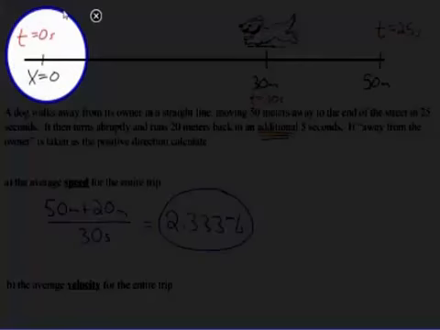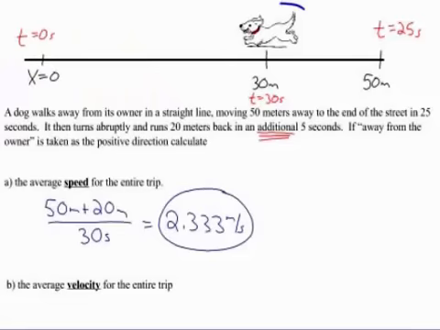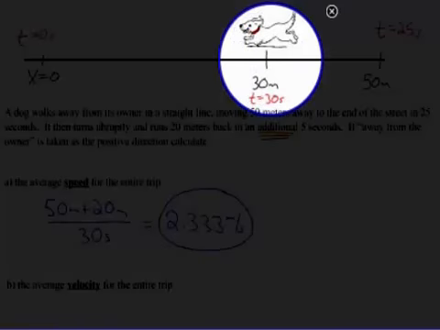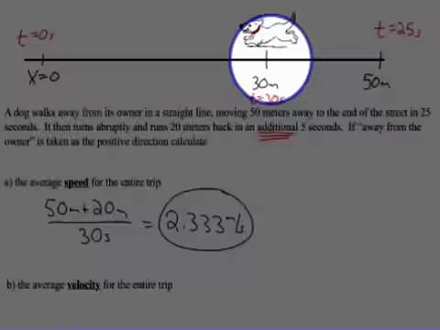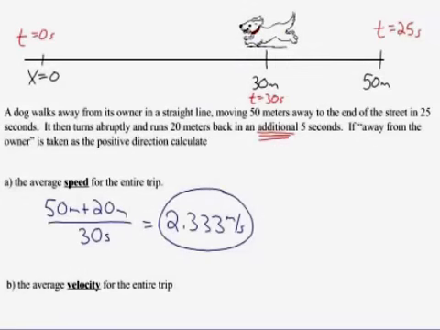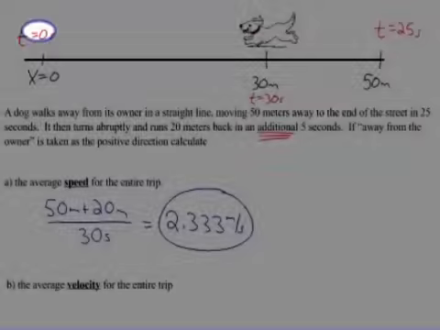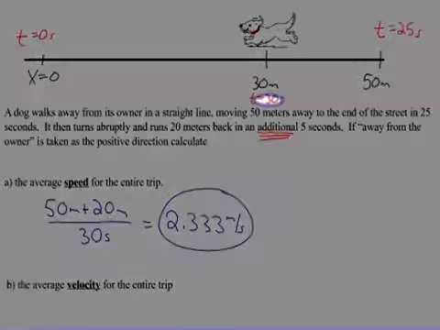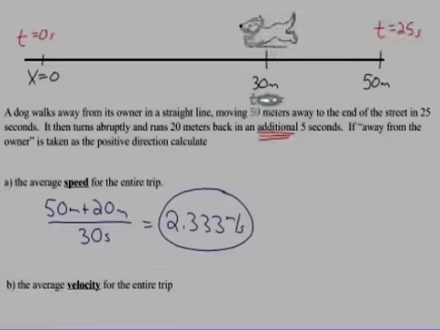If I want to calculate the average velocity, I need to look at my starting position, which is 0 meters, and I need to look at my ending position, which is 30 meters. I don't care where he went in between. Also, for my time interval, I need to use my stopwatch reading at the beginning, 0 seconds, and my stopwatch reading at the end, 30 seconds.